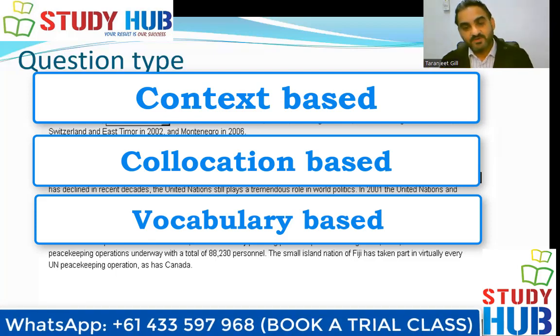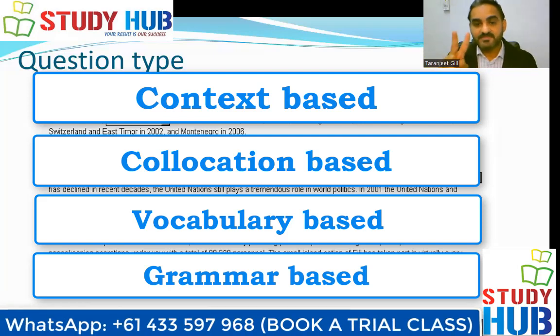Then the next important one is grammar-based. In grammar-based, there are 2 types of questions. Number 1 is basic grammar, where you're looking at basic subject-verb agreement and past, present, future type of sentences. The second one is advanced grammar, where you're looking at a little more advanced stage of the grammar part. In today's video, we are mainly going to focus on context-based and collocation-based.